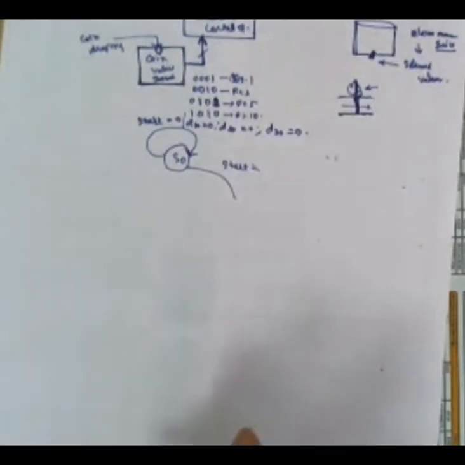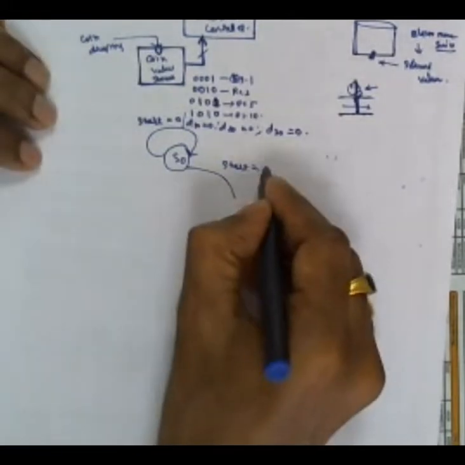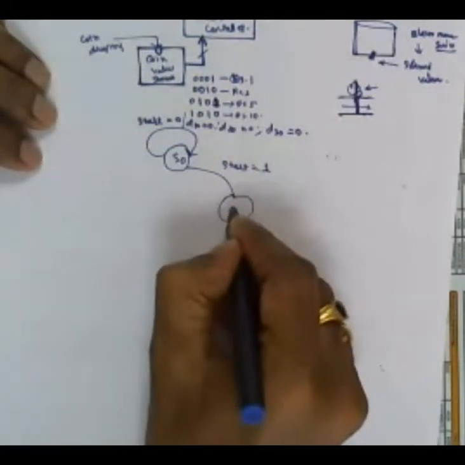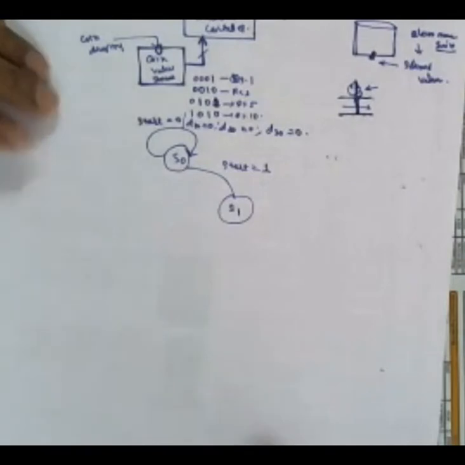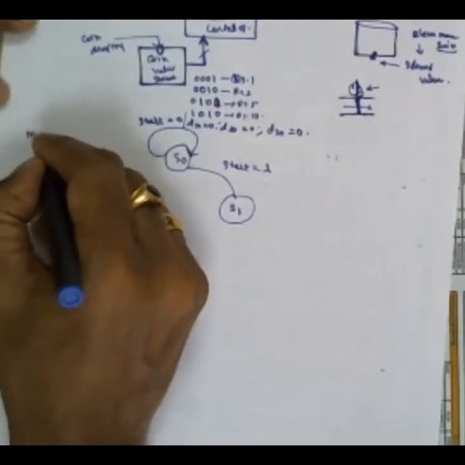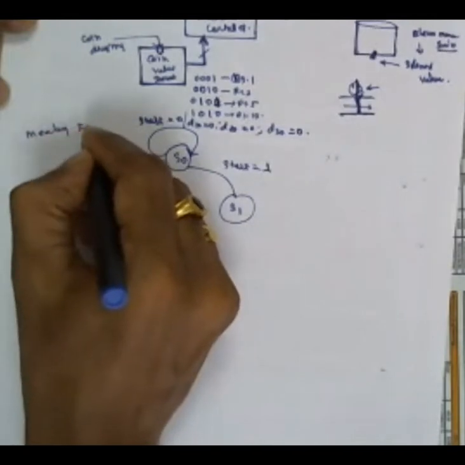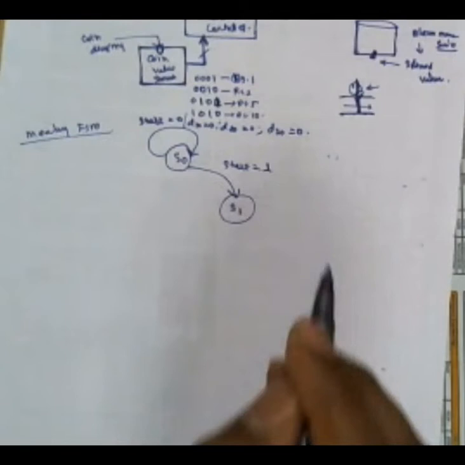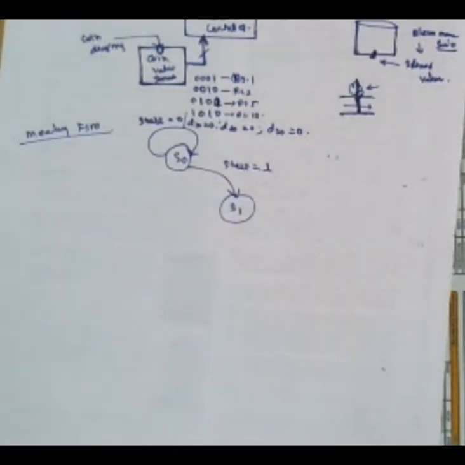Everything should be 0 now, right? Right. Then if start equal to 1, then I am going into S2, S1. So you can go for Moore model, you can go for Mealy model. We prefer the Mealy model here, Mealy FSM. Now, after going into S1 state, I have to look for the coin input.